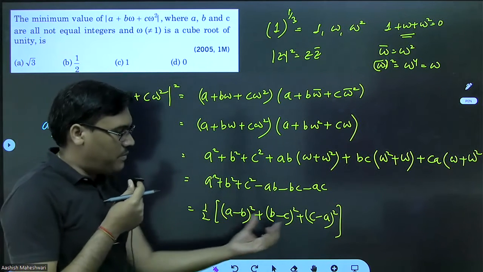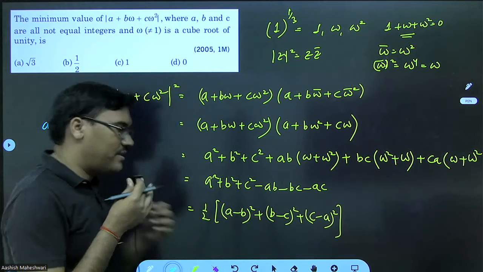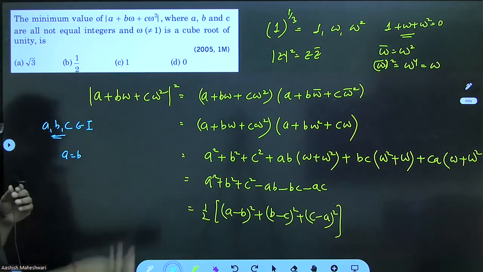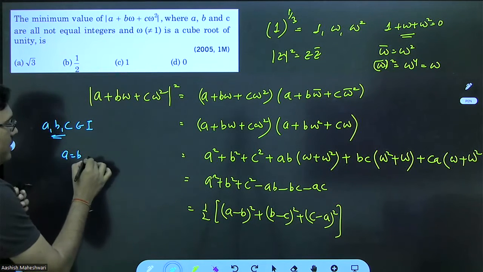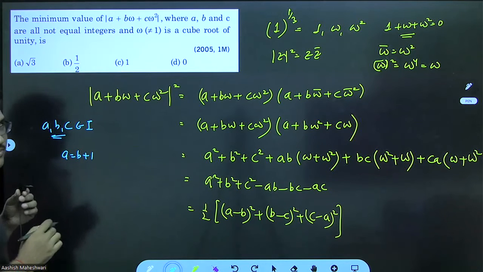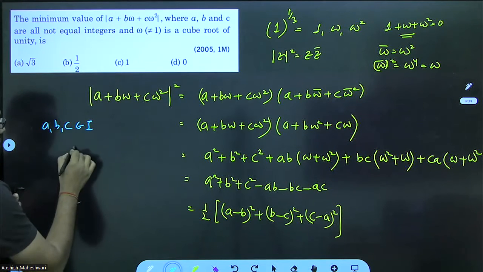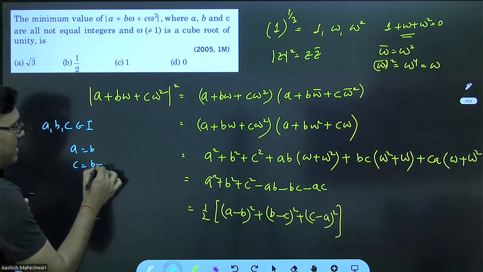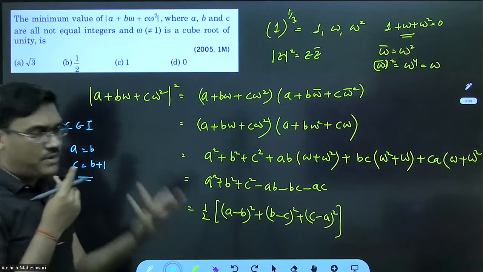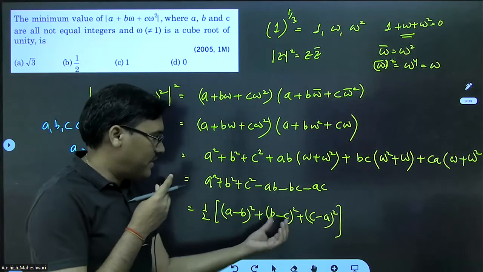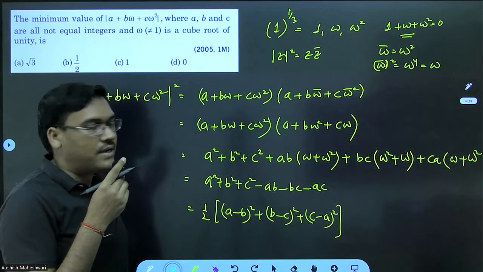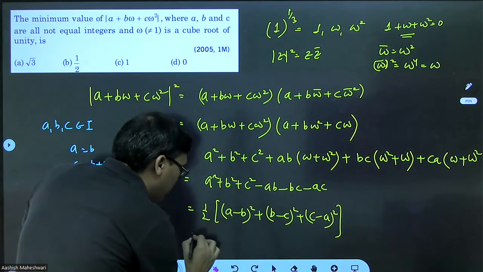If you have to find the minimum value of this, can we say the minimum value will be when two numbers will be equal, let's say A and B are equal, and the third number will be just plus 1. Let's say A and B are equal, and C will become B plus 1 or A plus 1. Why? Because you can see the difference will be minimum when the numbers are consecutive. Correct?